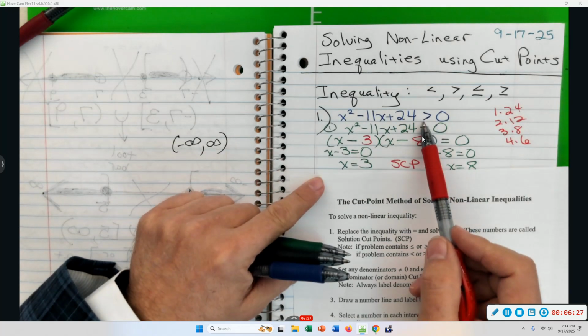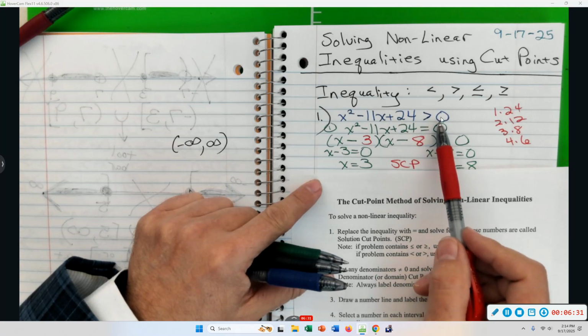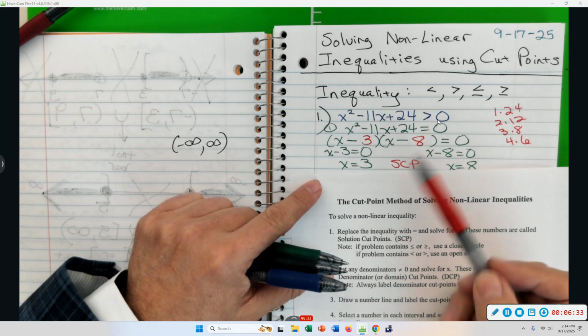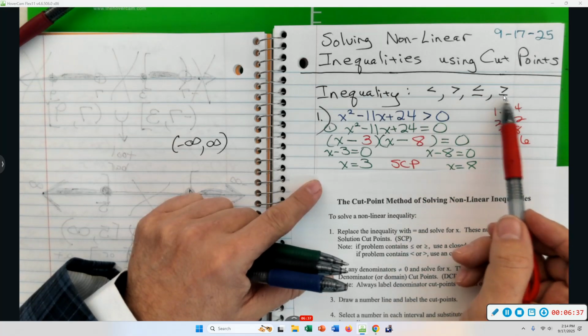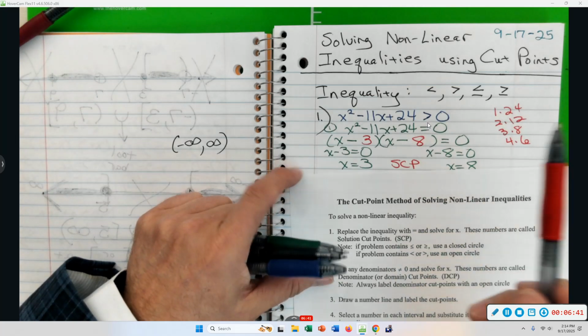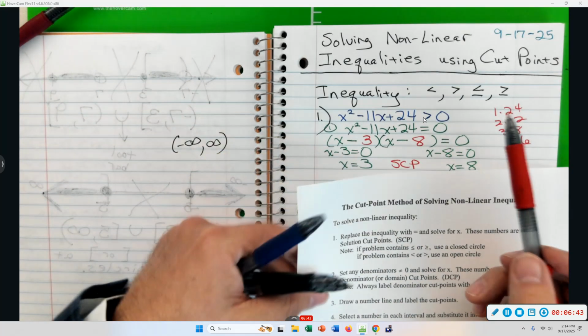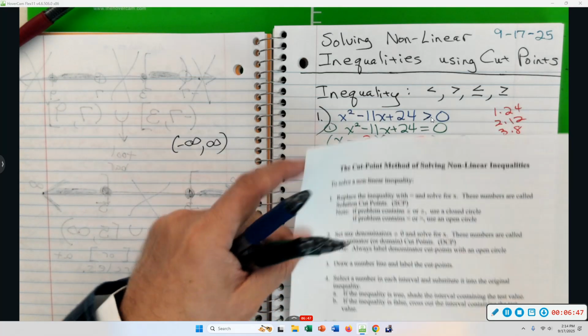Is equality allowed on this problem? Can the left side equal the right side? If equality were allowed, it'd have to have that little horizontal bar. Do we have it? No, so equality is not allowed. That means you don't want to shade those cut points. They don't satisfy the inequality.